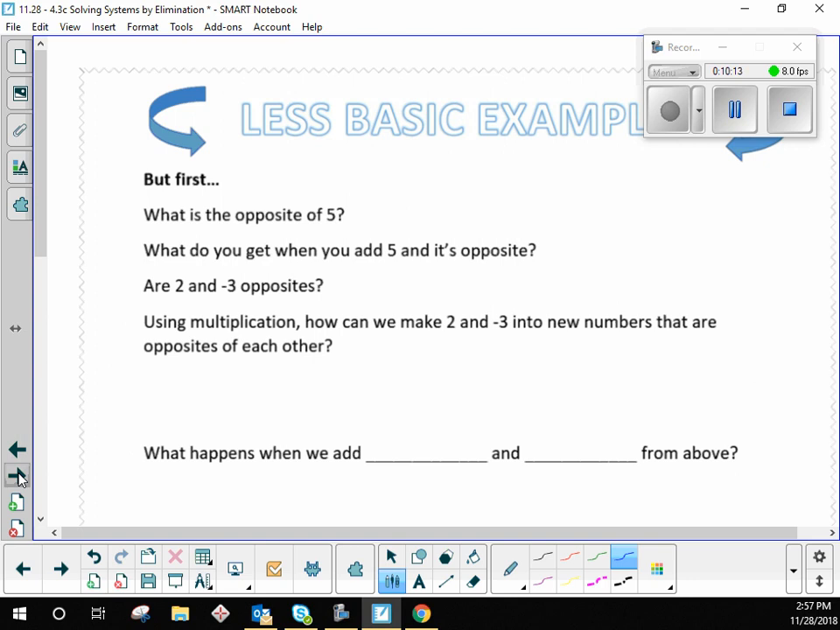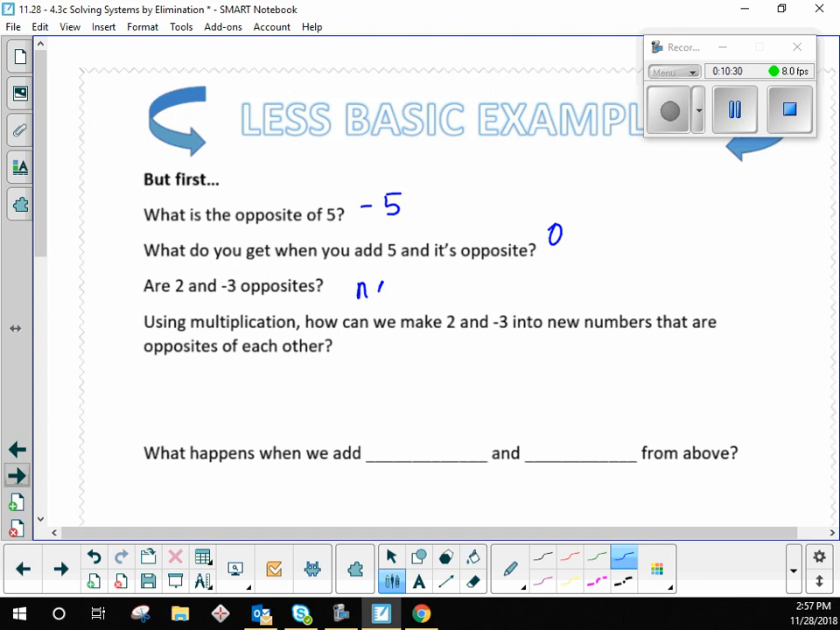The first thing I want to know is, what would you say is the opposite of 5? Negative 5? Okay. What do you get when you add 5 and its opposite? 0. Okay. Are 2 and negative 3 opposites?